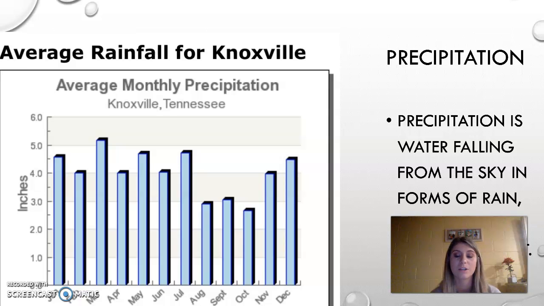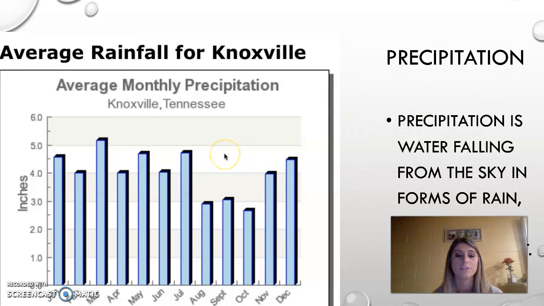Sleet is a mixture between rain and snow. Then we have snow. A drizzle is like a light rain, and hail is ice. And as I said earlier, the temperature determines all of these types of precipitation that falls from the sky. So when it's warm outside, we'll have straight rain, and if it's absolutely freezing outside, we'll probably have some snow.